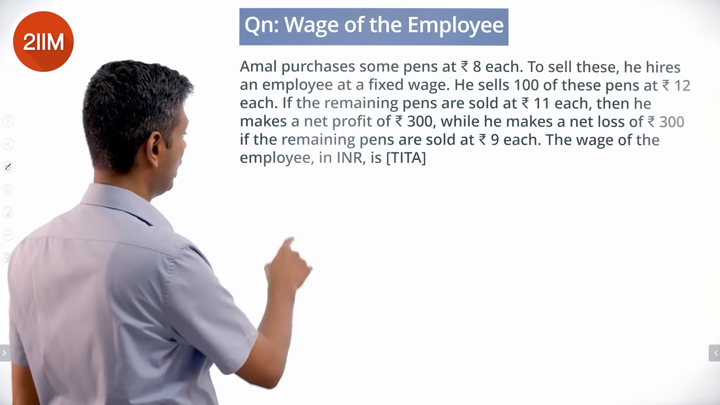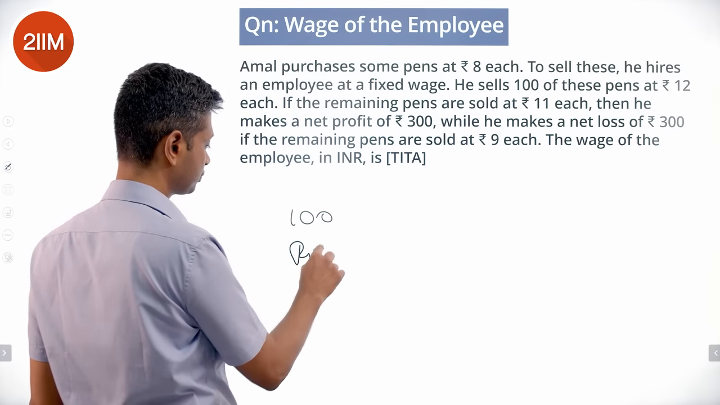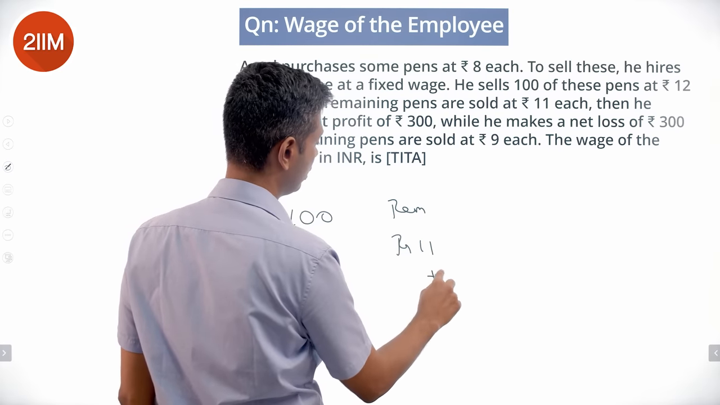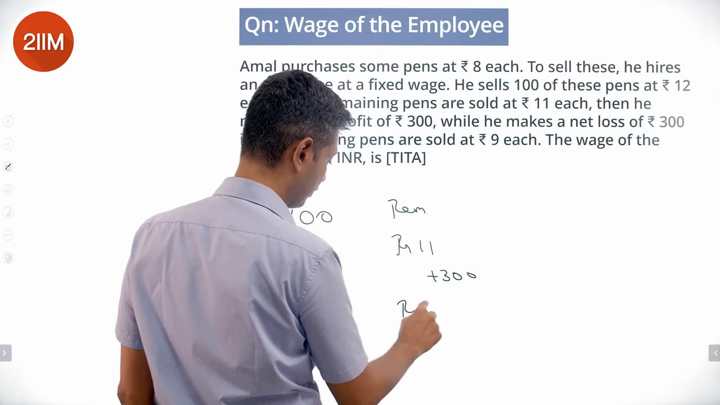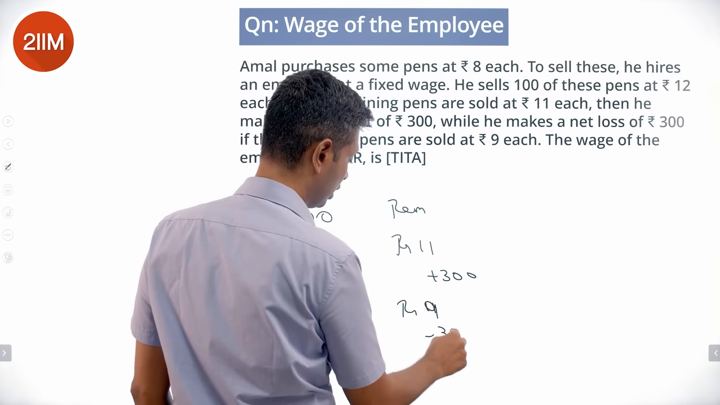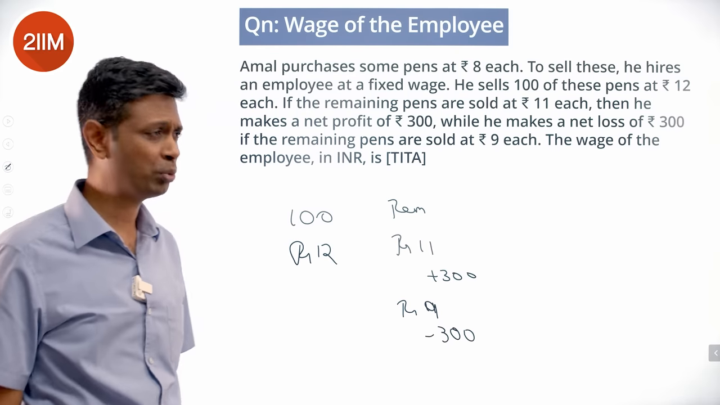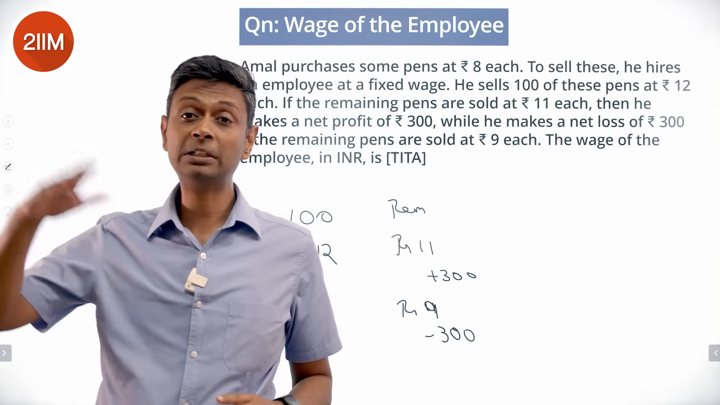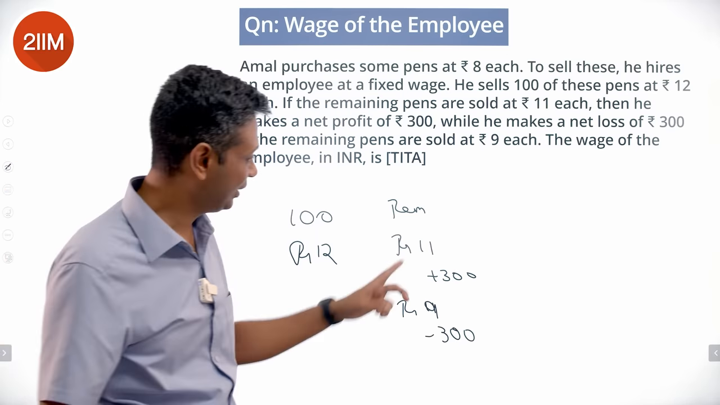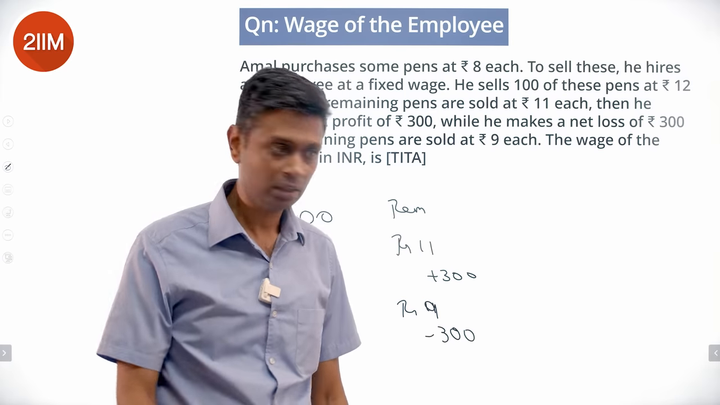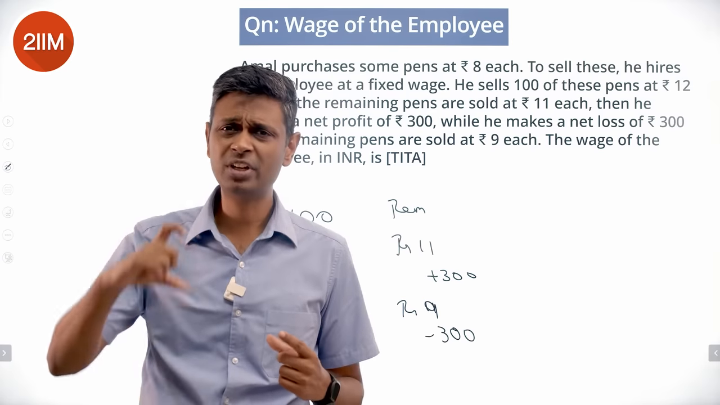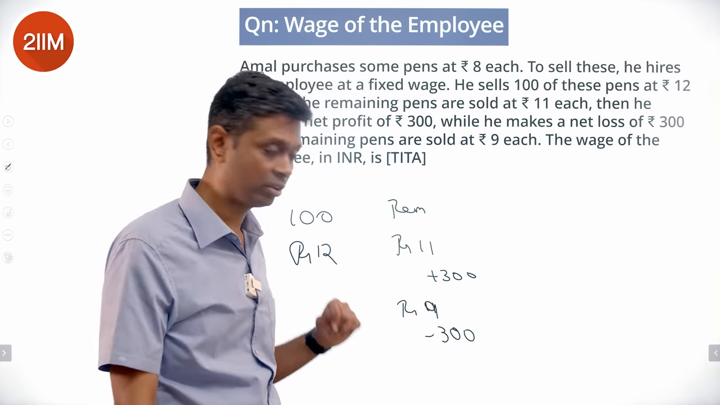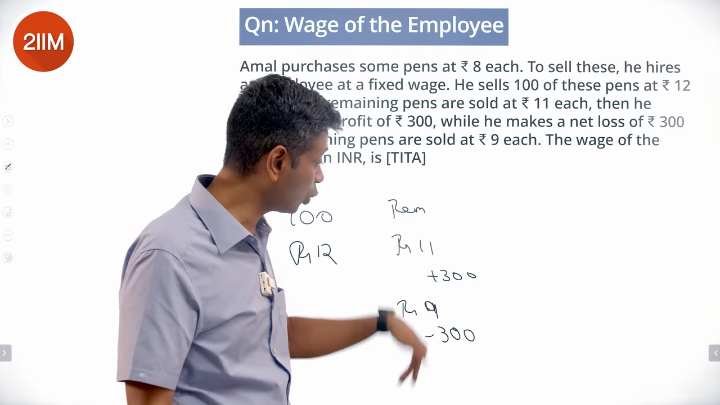Very nice. So 100 he sells at 12. The remaining he sells at 11 and makes 300. If he sells at 9, he loses 300. Straight away, it's super useful. There's a swing of 2 rupees per pen: I go from plus 300 to minus 300. The difference between the amount of money I make is 600. At 2 rupees per pen, instead of selling at 11, I sell at 9, so I make 2 rupees per pen less. 2 rupees per pen less, 600 rupees swing.